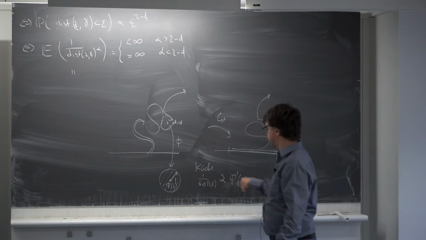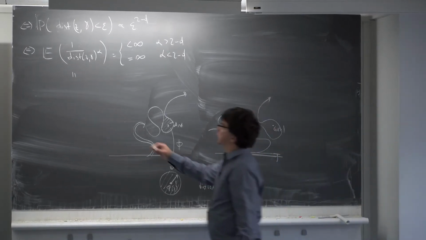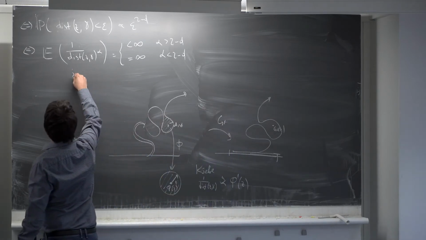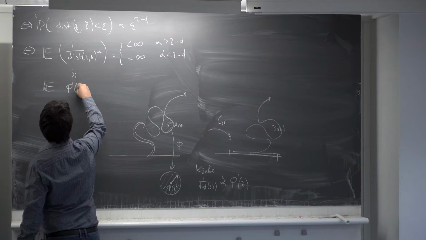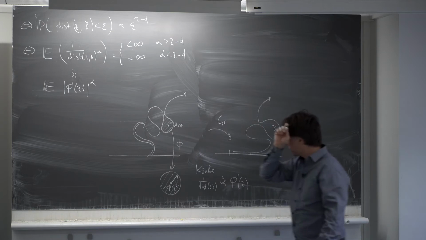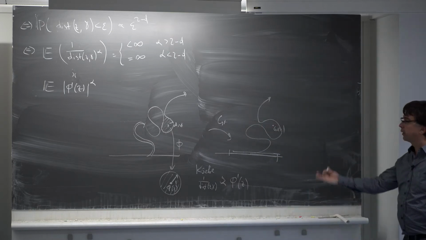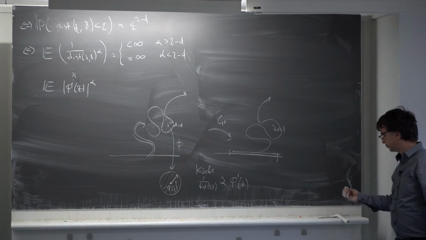So even up to a factor 4. So what we can do is take the expectation of phi prime of Z to the power alpha. It will be exactly the same up to a factor 4 to the power alpha. And we need to understand whether it's finite or infinite.